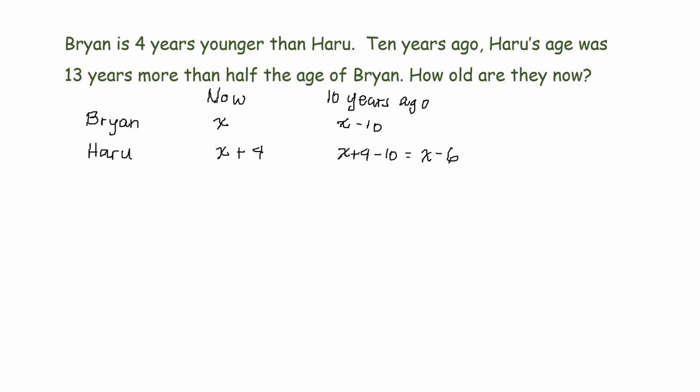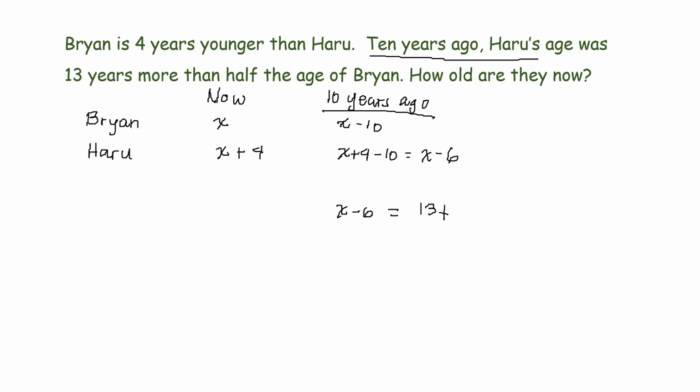Okay, so let's make an equation using this second sentence, meaning we have to consider these ages. Haru's age was 13 years more than half the age of Brian. Haru's age is X minus 6, was 13 years more than, so meaning 13 plus, half the age of Brian.